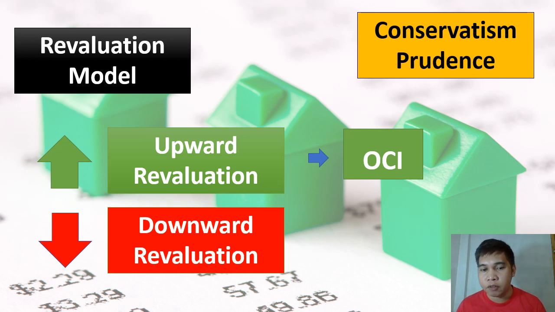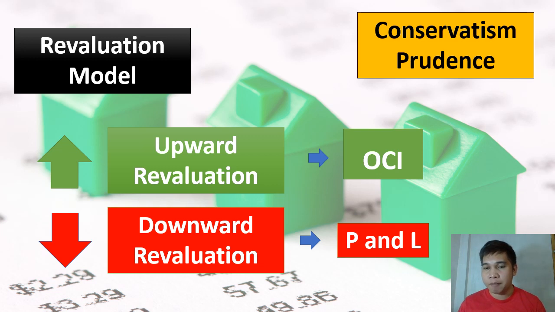However, under downward revaluation, considering the concept of conservatism and prudence, dahil downward yan, probable na ma-incur natin yung expense because of the downward revaluation. So yung loss po na mare-recognize po natin nun, hindi po siya papadaan sa OCI, didiretso na agad siya sa profit and loss. I think familiar naman kayo sa OCI tsaka profit and loss, di ba?